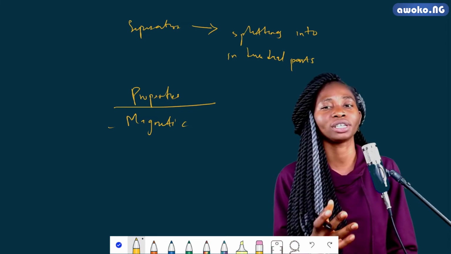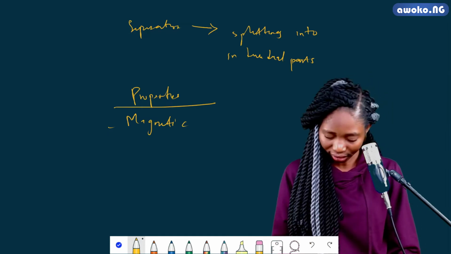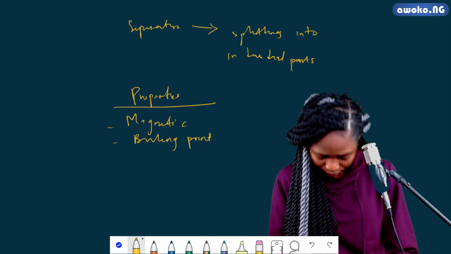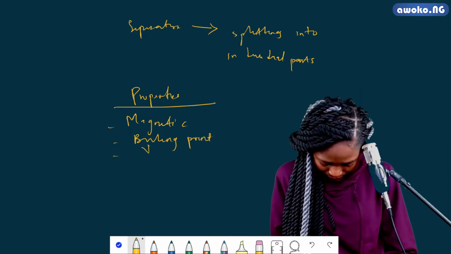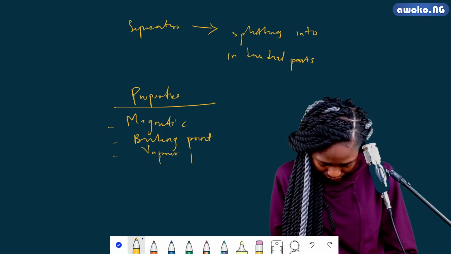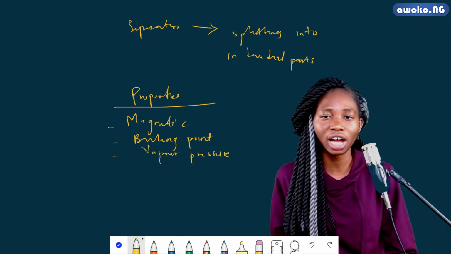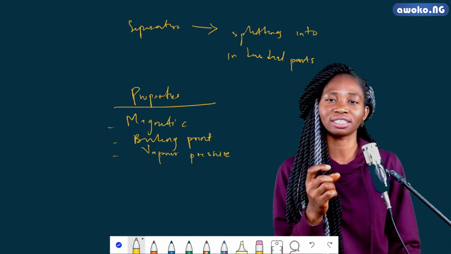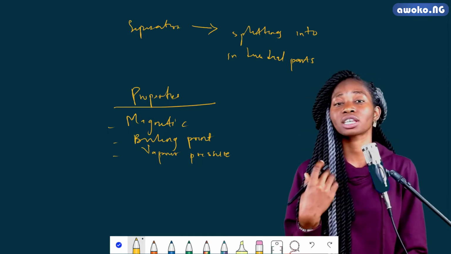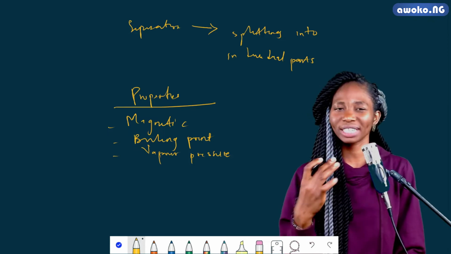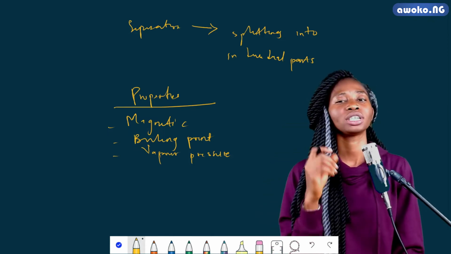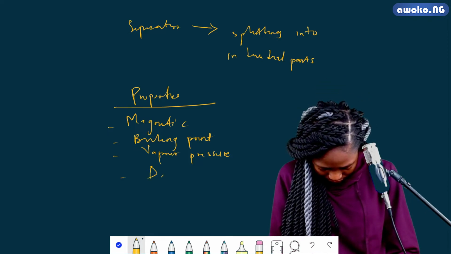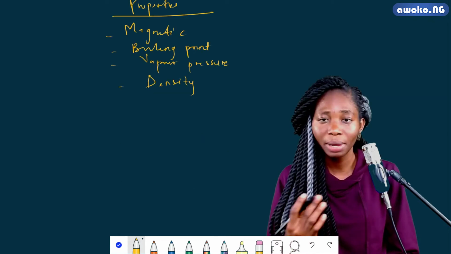Other properties we could consider in using separation techniques are boiling point. We also have vapor pressure. Now, vapor pressure actually determines the rate or level of volatility of a particular substance. So when we say a substance is volatile, it could easily transform into the gaseous state. We also have density, permeability.